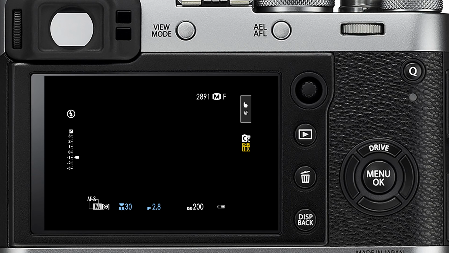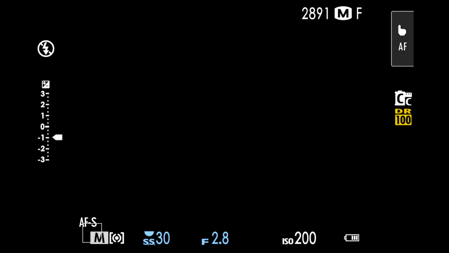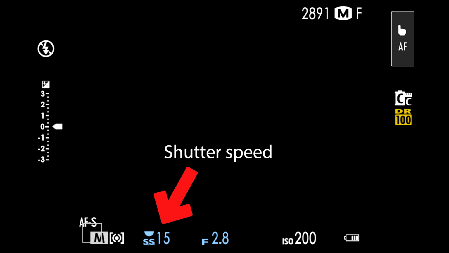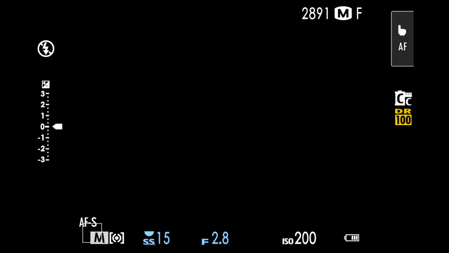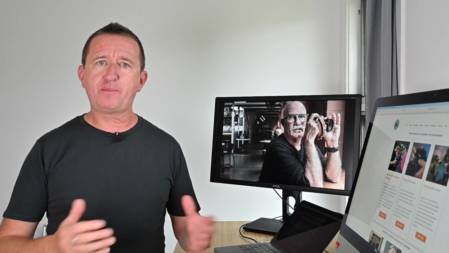Let me show you. So here we can see an exposure value of -1 or -1 stop. Now to fix this, I could slow the shutter down to 1/15th of a second, but that's a little bit too slow. So instead, by increasing the ISO from 200 to 400, which is an increase of 1 stop, the meter is now balanced. So just to recap, this is my usual workflow when taking a portrait image.